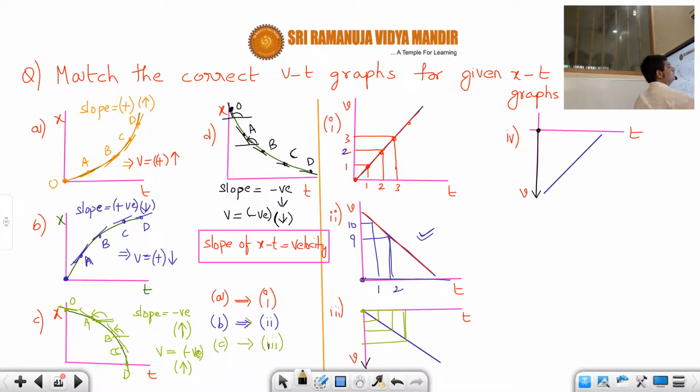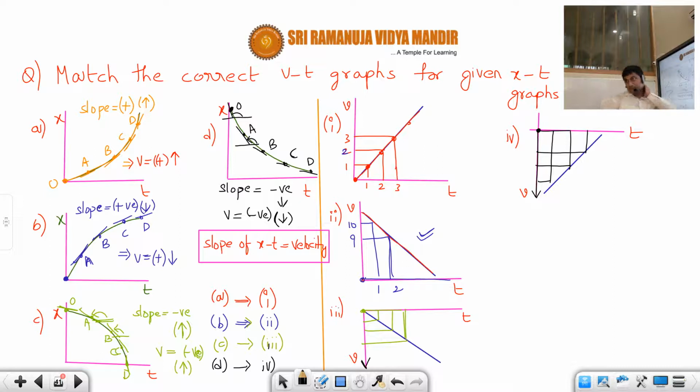Okay. So now as the time increases, now what is happening? The velocity is decreasing. So therefore for the D option, fourth one is the correct one. So for D, fourth one is the correct option. Okay, students, I hope you are clear with this one.